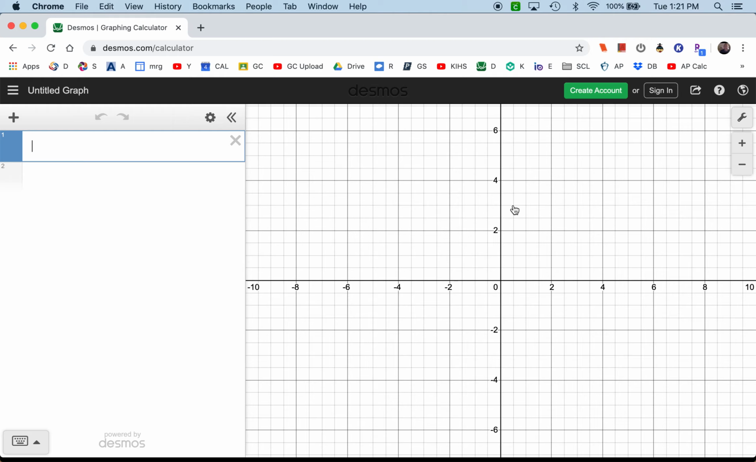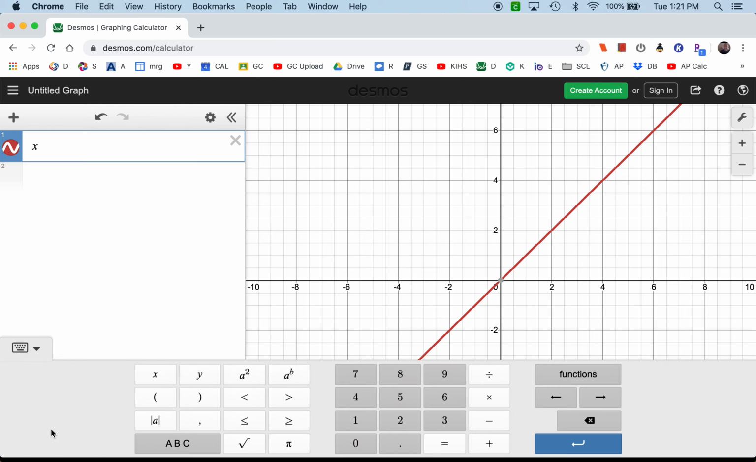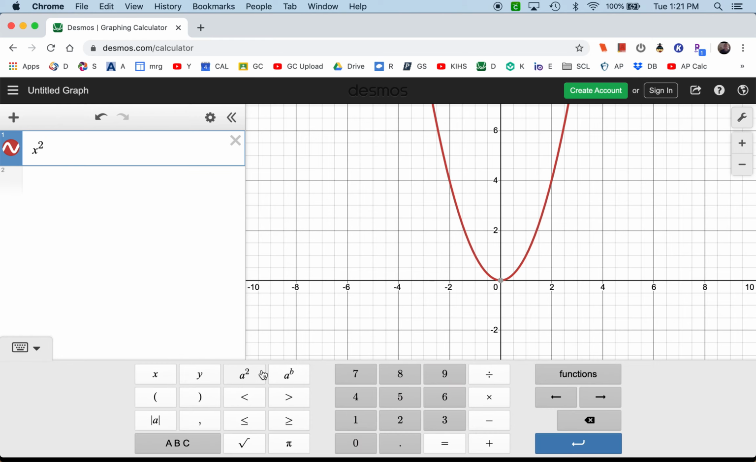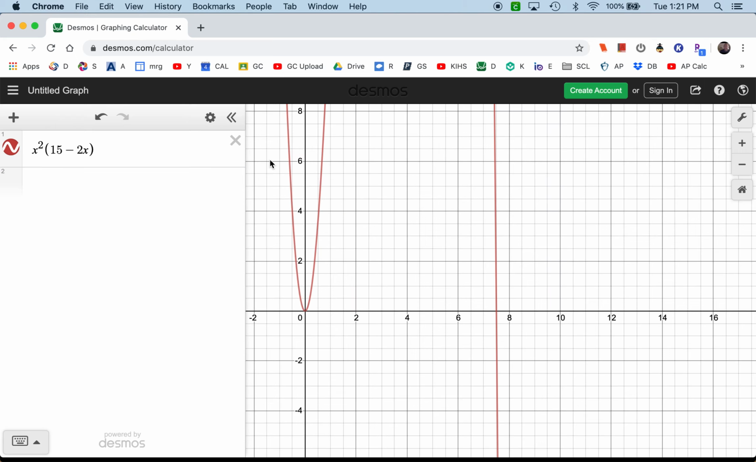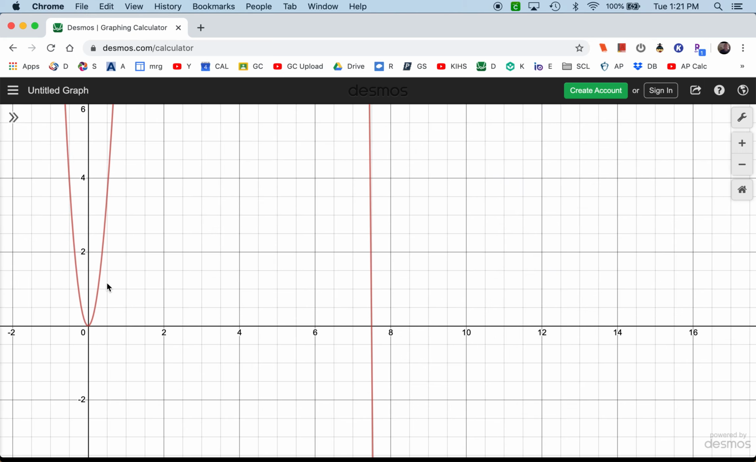Technology. All right. So for the first one with the rectangular prism, what I want you to type in here is the equation x squared times 15 subtract 2x. And then when I look at that equation, look here at the graph. I'm looking at the vertex. Now we do have a vertex at 0. I don't want any negative values.